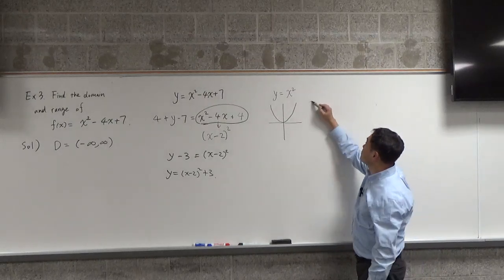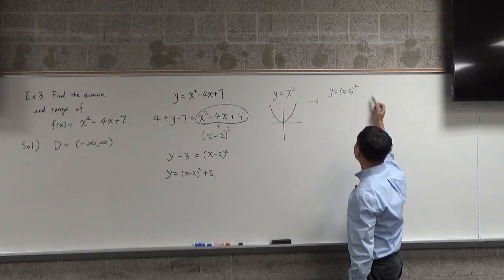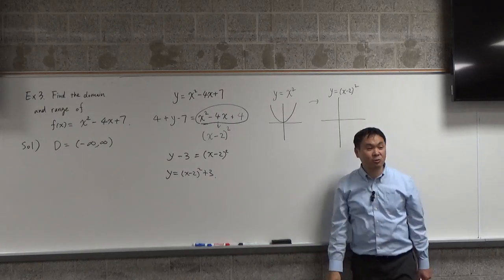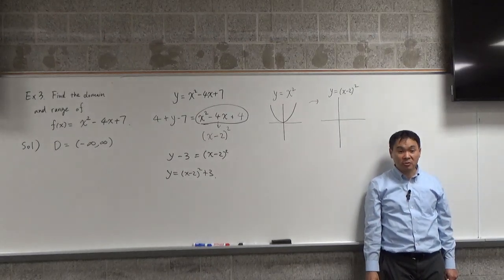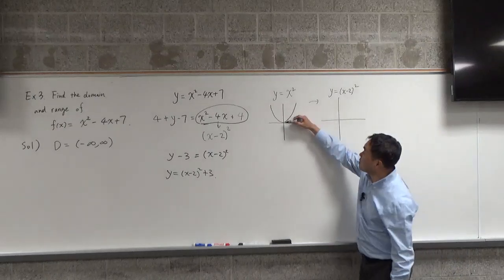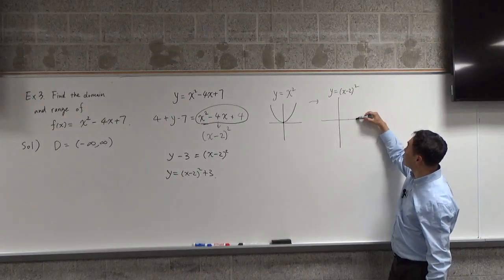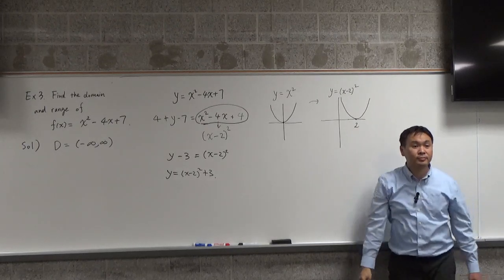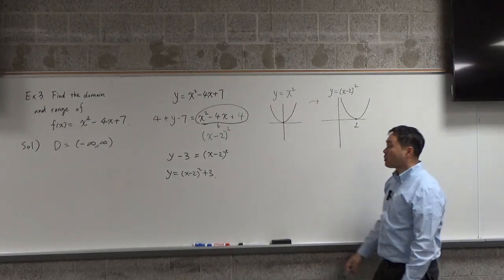Now let's think about y equals x minus 2 squared. What graph does that give you? It makes the graph move in which direction? Right by 2, right? So this tip of the graph will now move 1, 2 steps to the right, and you're going to have this as your graph.